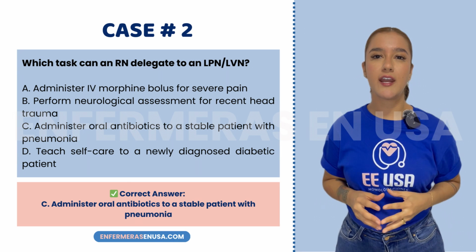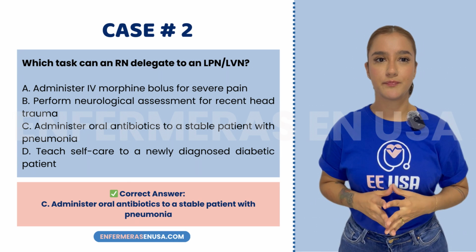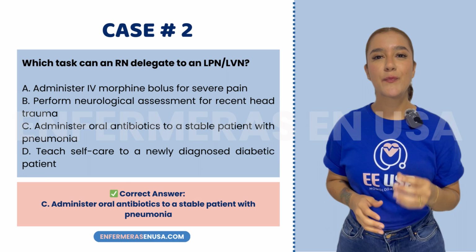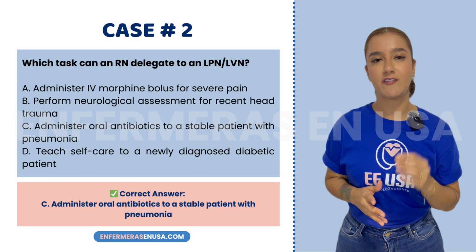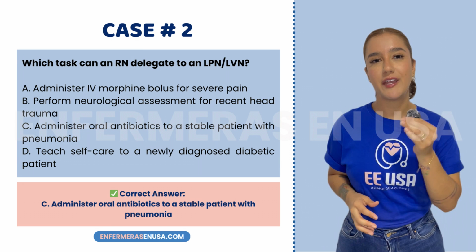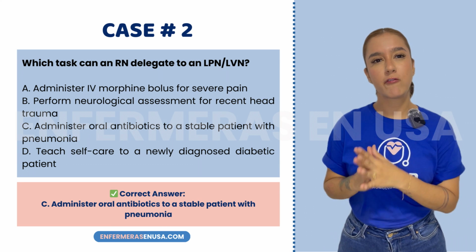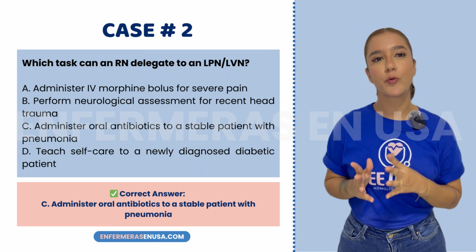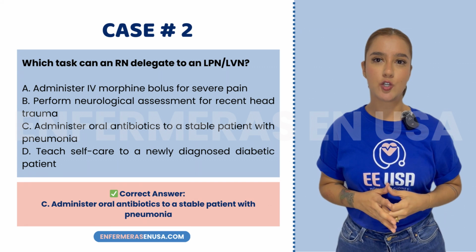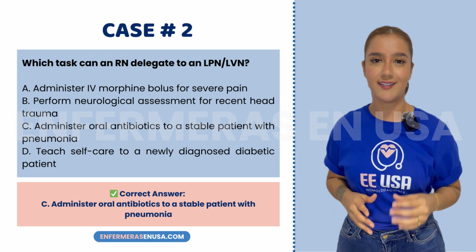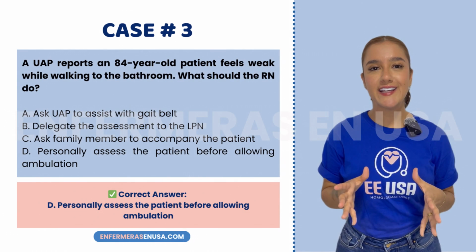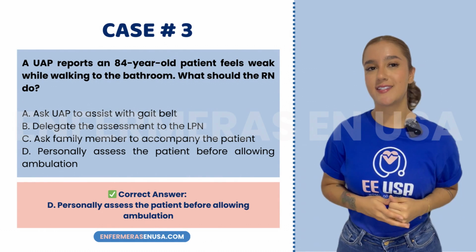Administering oral antibiotics to a stable patient with pneumonia. Here's why. The LPNs are trained to give oral medications and provide care for stable patients. However, administering an IV bolus, performing a specialized assessment, or providing initial patient education all require the RN's judgment and scope of practice. Finally, let's look at the third case.